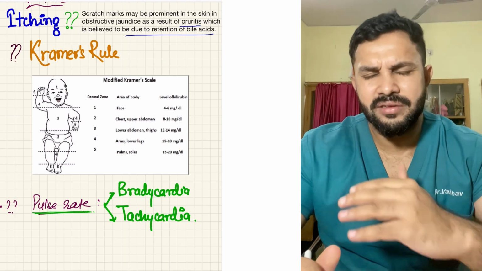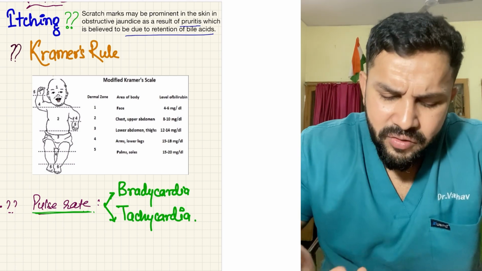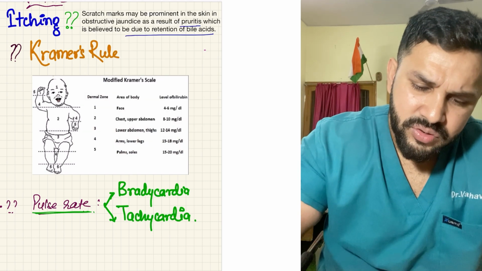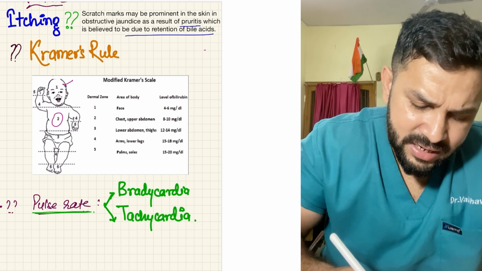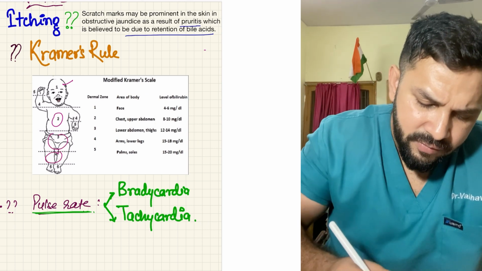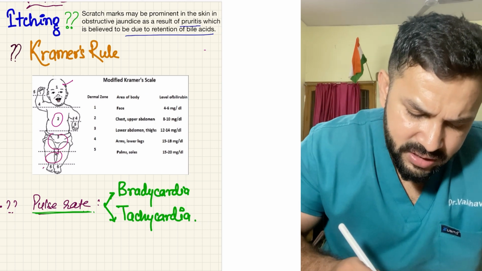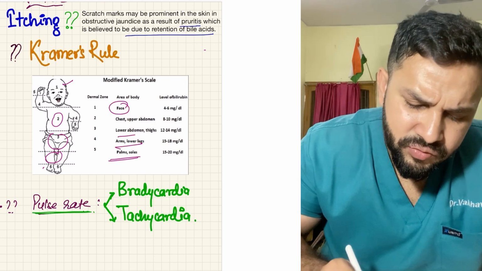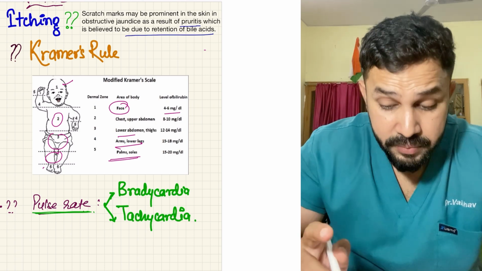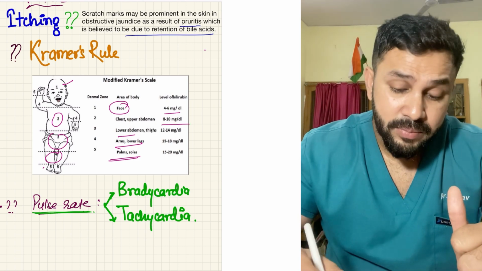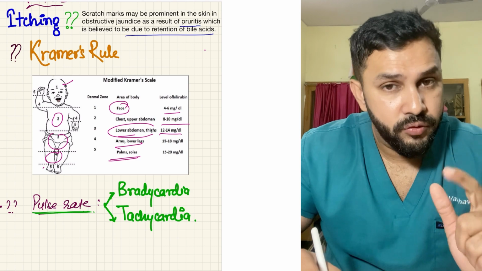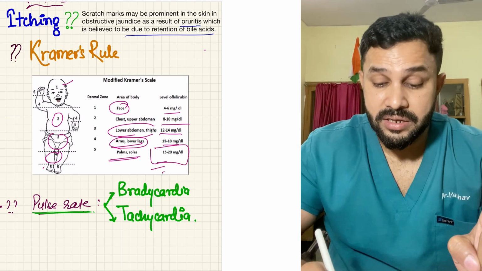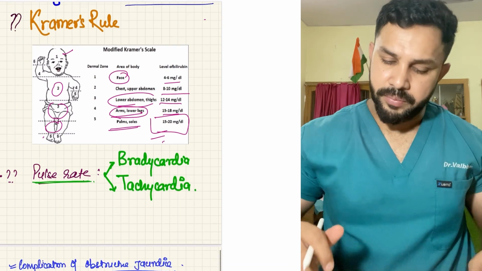Kramer's rule, just go and learn it. For example, there are 5 zones they have divided: one is the face, second is the body, third is the thighs, fourth is the arms and lower legs, and fifth is the palms and soles. What does this mean? If it is only on the face, it is 4 to 6 milligram per dL. Chest and upper abdomen 8 to 10, lower abdomen and thigh 12 to 14, arm and lower legs 15. If it is the palm and sole, it is greater than 15 to 20. This is asked in pedia.